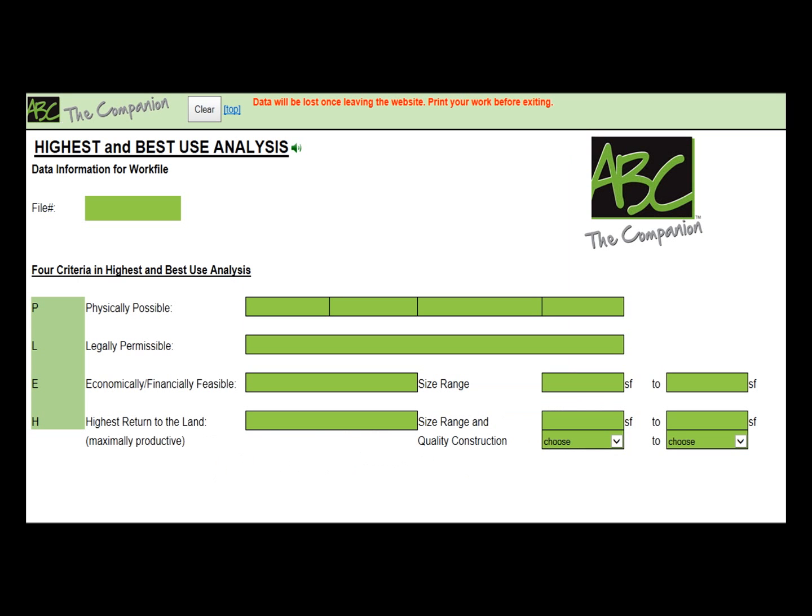In the highest and best use analysis, you want to fill out the file number, and then there are the 4 criteria that have to do with the highest and best use. They are physically possible, legally permissible, economically or financially feasible, and the highest return to the land, that which is maximally productive. And an easy way to help anyone remember this is the word help spelled backward.